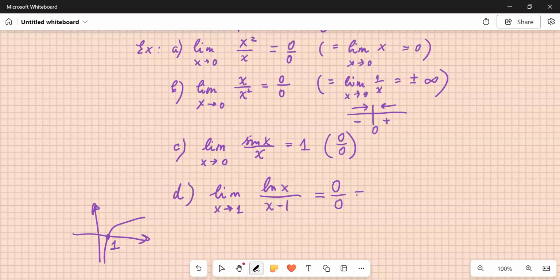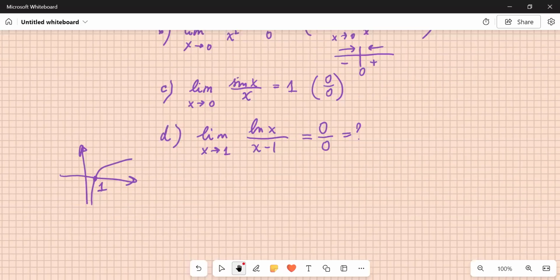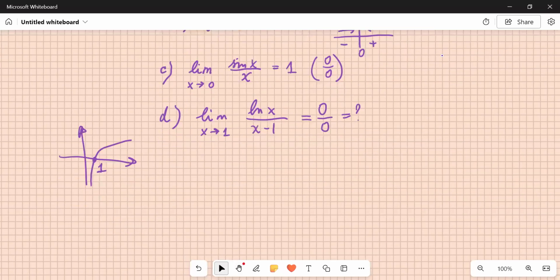But we do not know what this limit, ln of x over x minus 1, is going to be. That's where we need a special L'Hopital's rule to actually figure this out, and that's what we are going to learn in this class. I'm not going to prove the theorem of L'Hopital's rule. I'm just going to give you the rule.